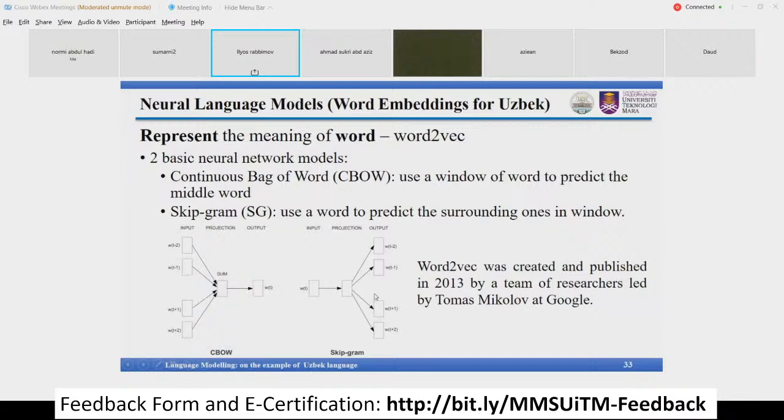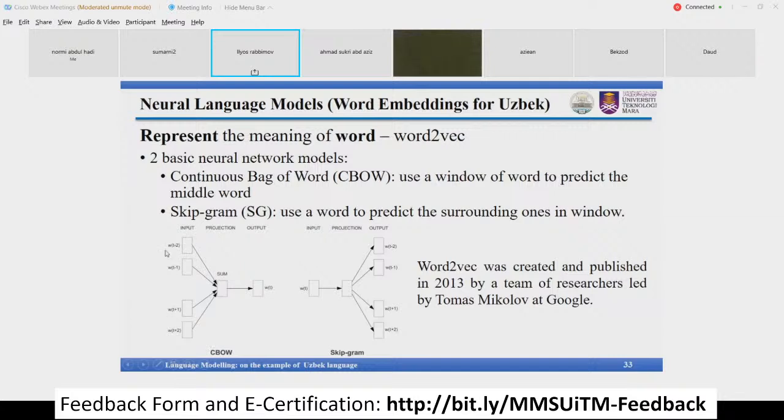Both of them consist of a three-layer neural network, a shallow neural network: first the input layer, then projection, the hidden layer, and the output layer.